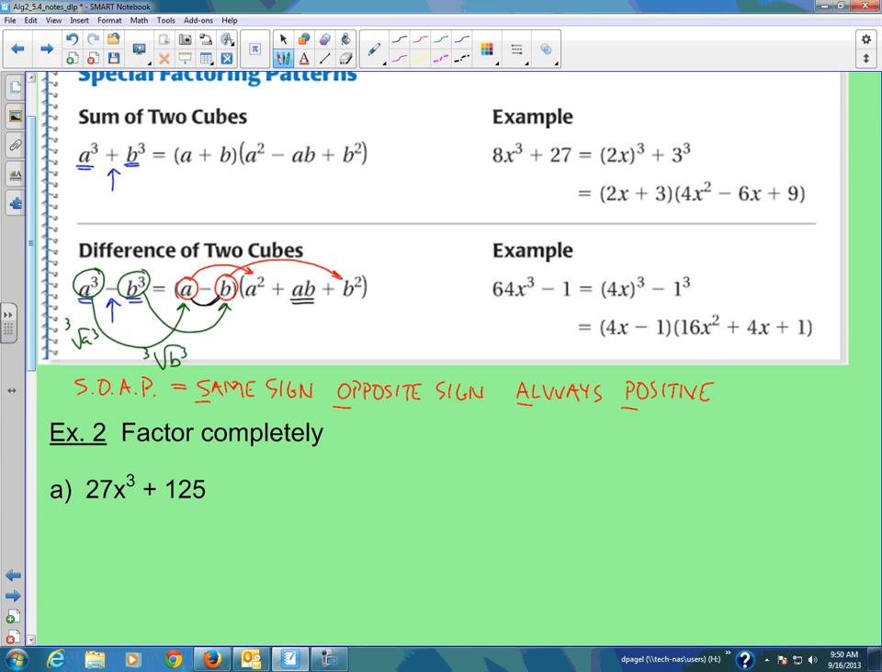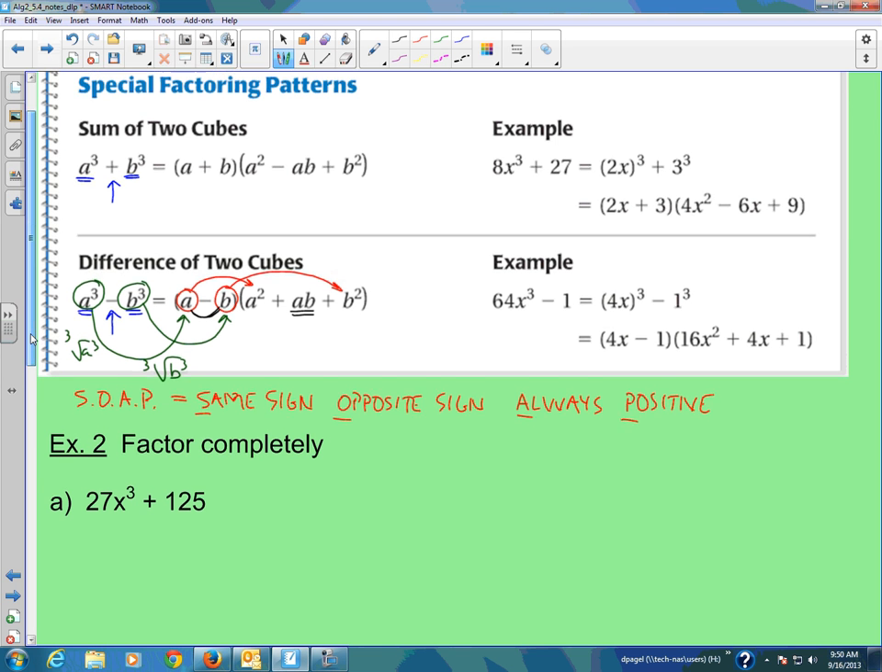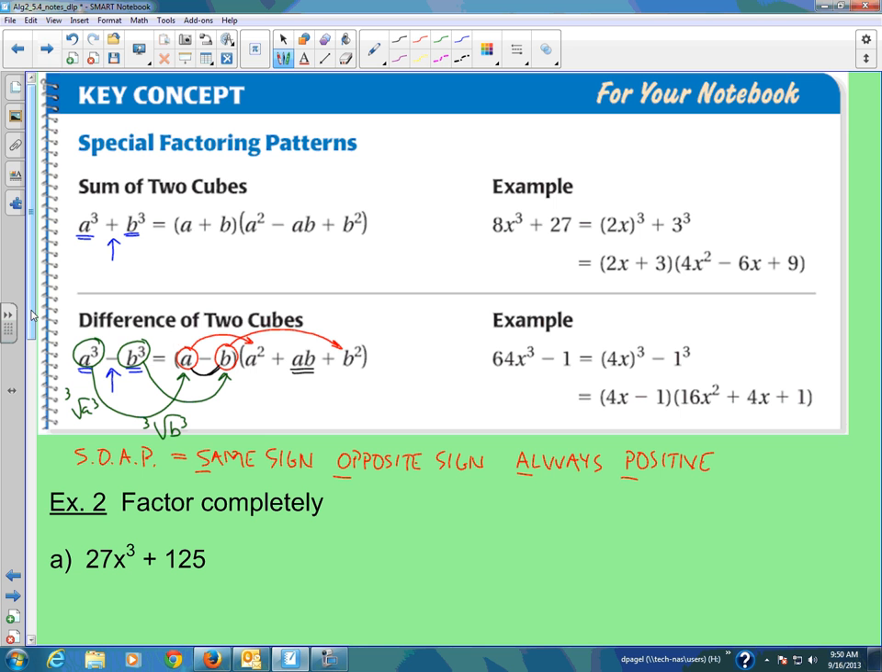SOAP. So, what does this mean? We'll use the sum of two cubes to show this. In the sum of two cubes, we're adding two cubes. If that's a plus, that means the very first sign in the binomial will also be a positive. Same sign. The second sign, which is now in the trinomial, will be opposite, which is now negative.